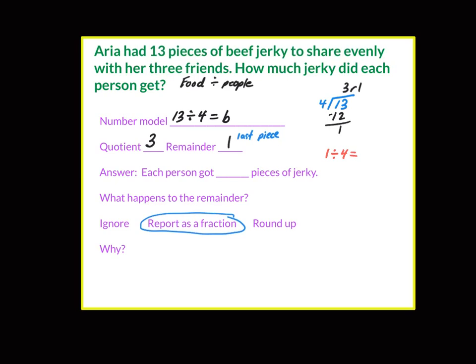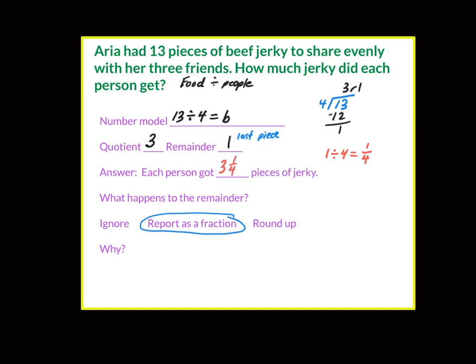Another way to write 1 divided by 4 would be to show it as a fraction, which means the same thing. 1/4 means 1 divided by 4. So we are going to use the remainder to come up with the fraction 1/4. So we put together our quotient and our new fraction, and each person got 3 1/4 pieces of jerky.